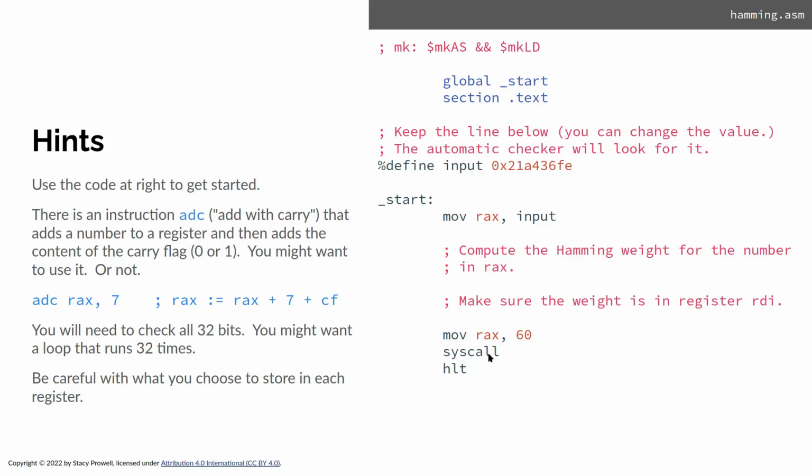Here's a hint. Maybe, again, if you want to do a bit test and look at the carry and then shift it, that'll work. But there is an additional instruction you might want to know about called add with carry, ADC. What it does is it adds a number to a register, and then it adds the content of the carry flag. So if we did add with carry RAX, 7, it would add 7 to RAX and then add the carry flag, which would be a 0 or a 1. So you might want to think about that. There may be something you can use with this instruction, right?